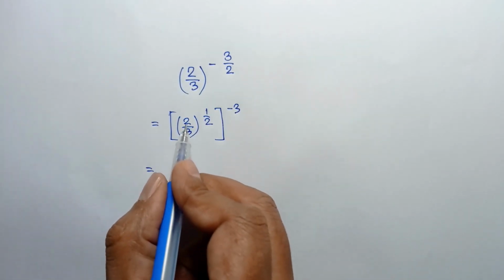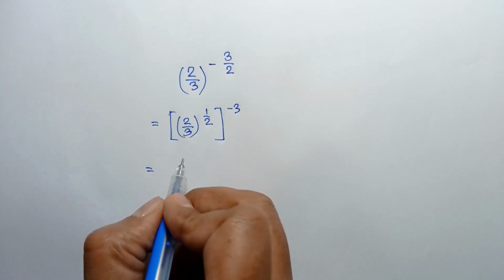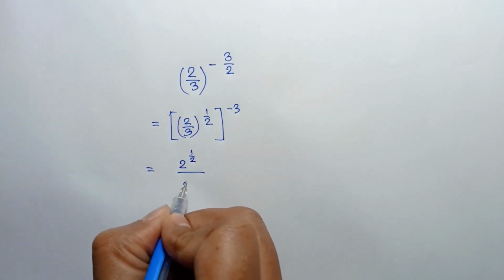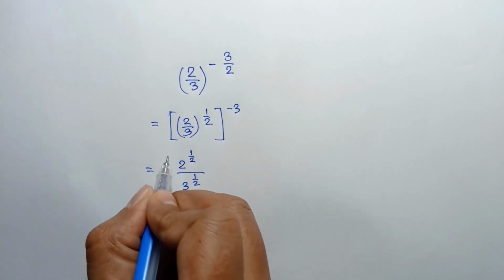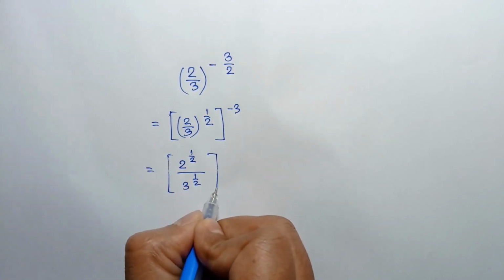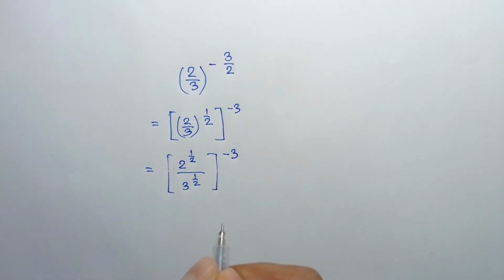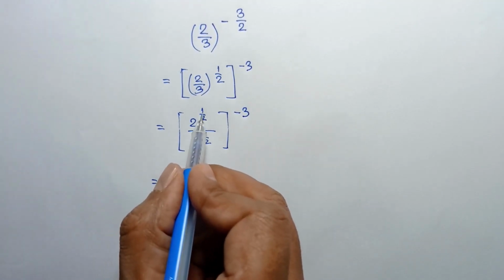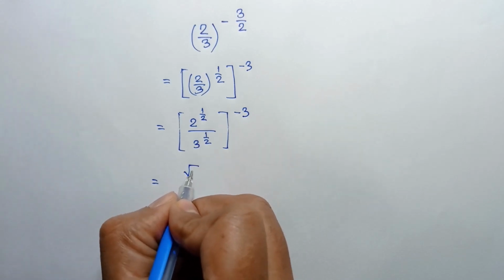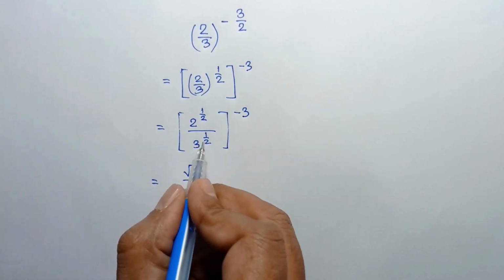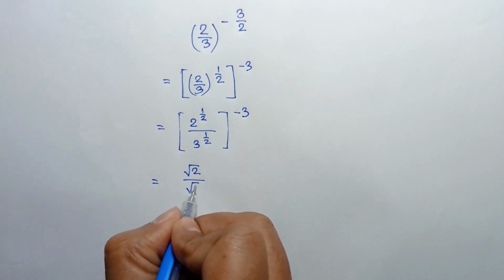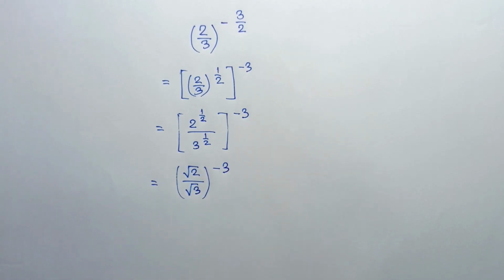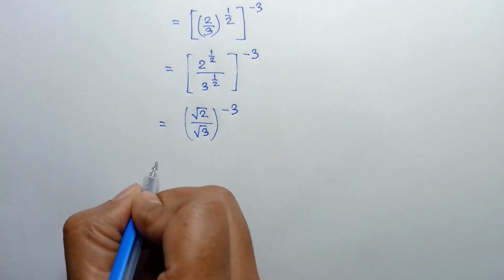This is equal to (2/3)^(1/2), which is (2^(1/2)/3^(1/2)) whole to the power negative 3. 2 to the power half is square root of 2, and 3 to the power half is square root of 3, whole to the power negative 3.